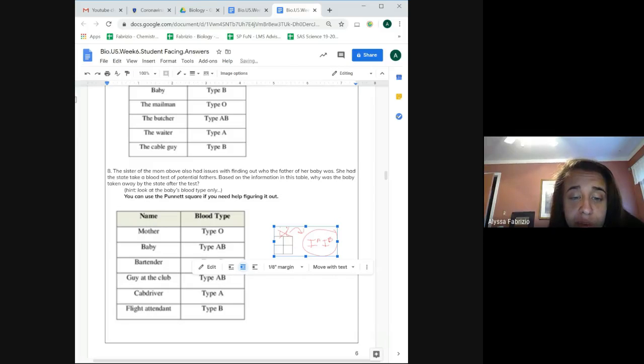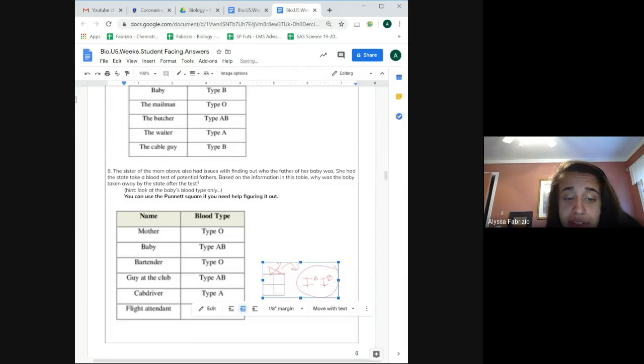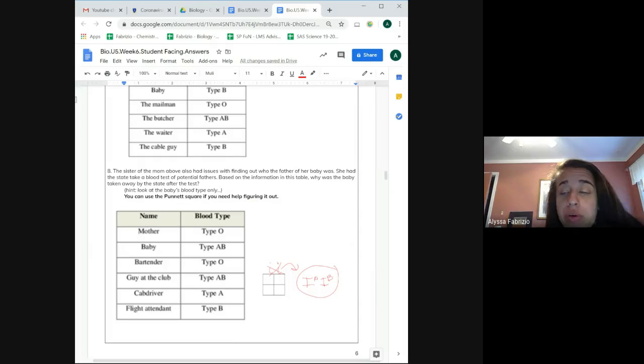So that tells us why the baby was taken away by the State Department, because this mom was not the mom of the baby. There's no way that she could be because she did not have the correct blood type to go along with what her baby had.